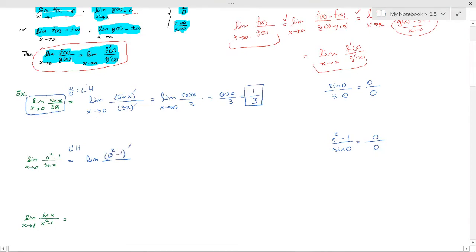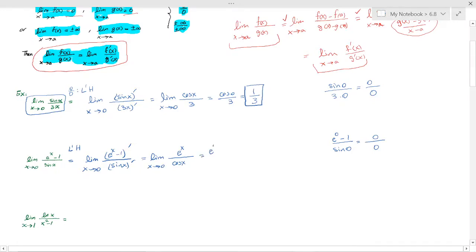You don't need to write this step over and over, but I'm going to write it a couple of times just to make sure you guys don't use the quotient rule. Because here we don't apply the derivative to the whole thing. We apply it to the numerator and denominator separately. So now, take the derivatives of the numerator and denominator separately. Derivative of e to the x minus 1 is e to the x. Derivative of sine x is cosine x, as x approaches 0.